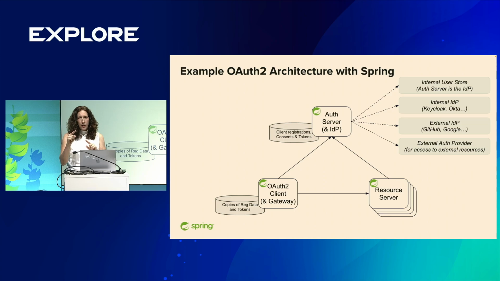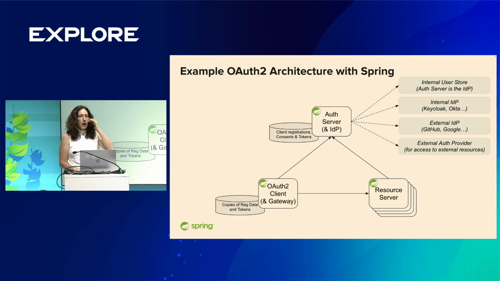They have to know about each other, and that information has to be pre-registered in the application properties of both the auth server and the auth client. They have to know who each other is, right? There's a lot of these back and forth checks. So that client registration information is stored in the auth server. A copy of that is at the client. And then any kind of consents or tokens that are issued are also stored.